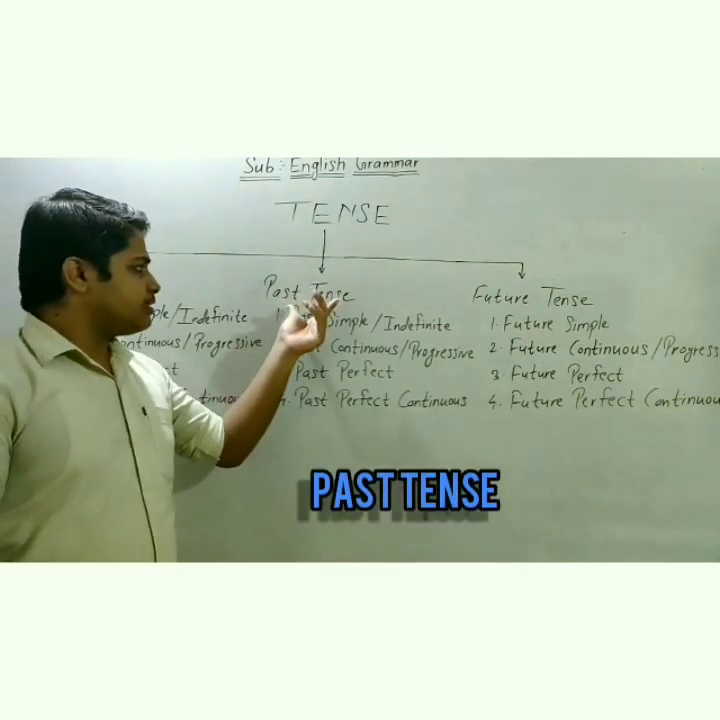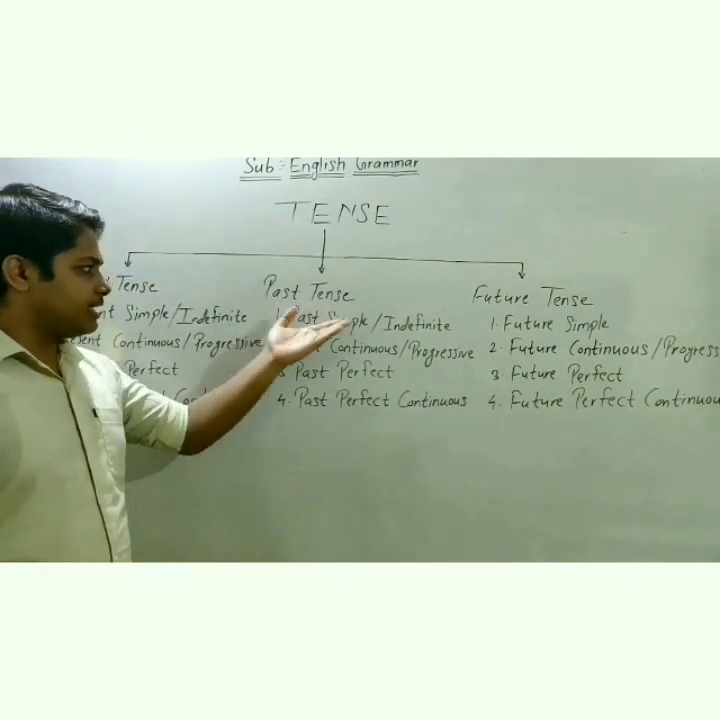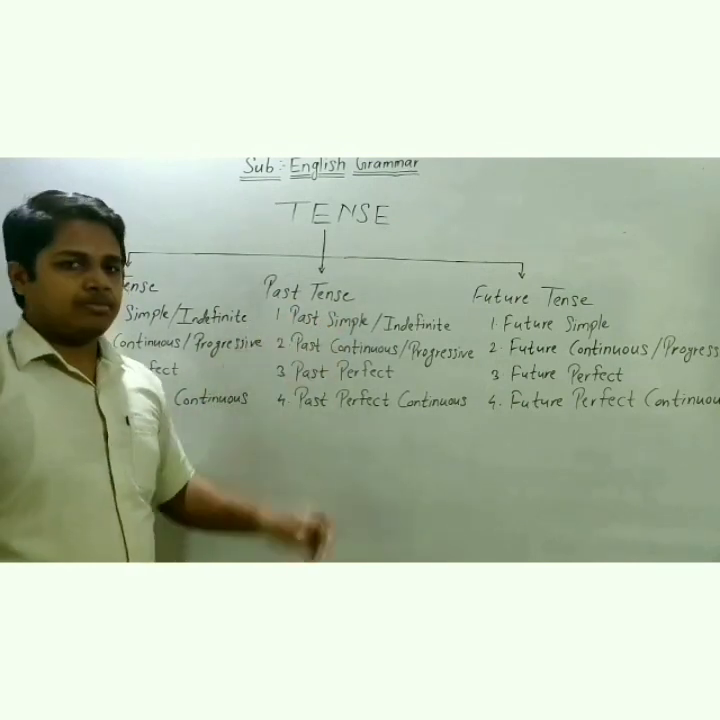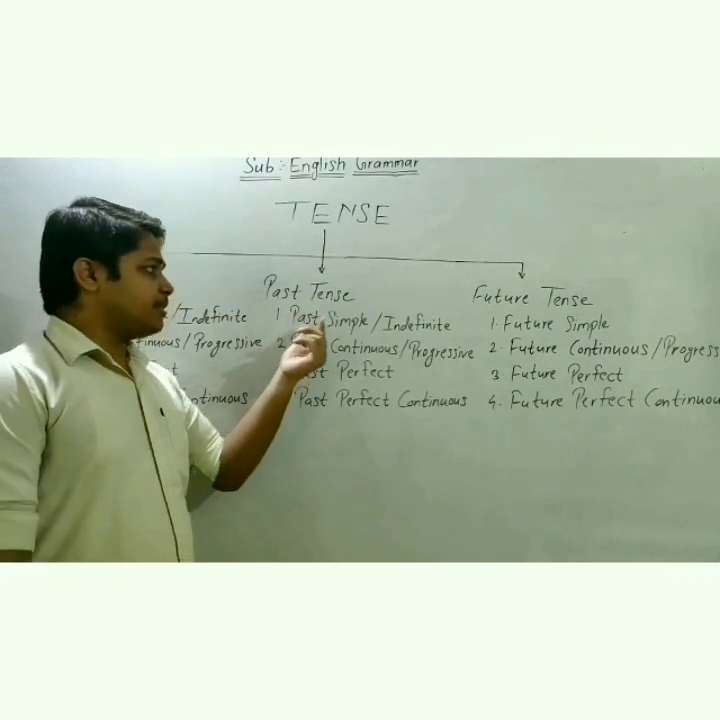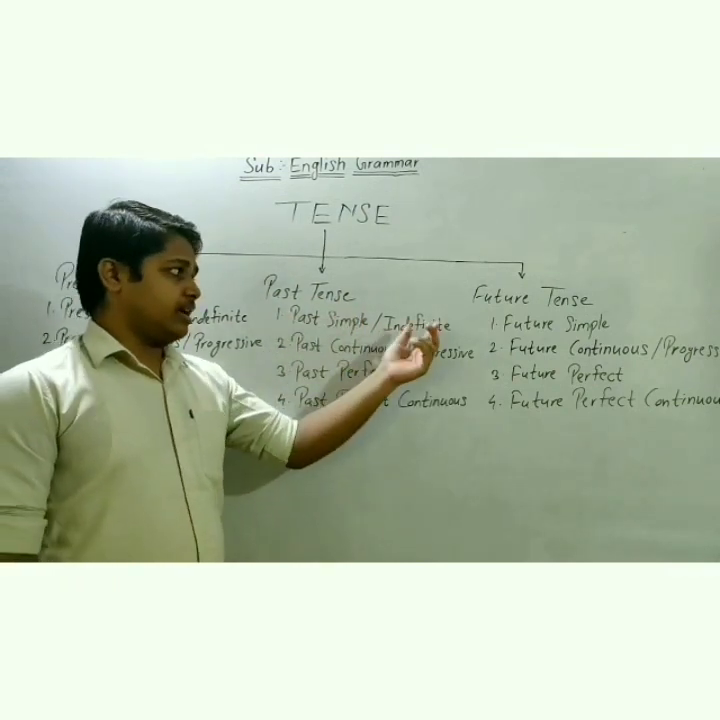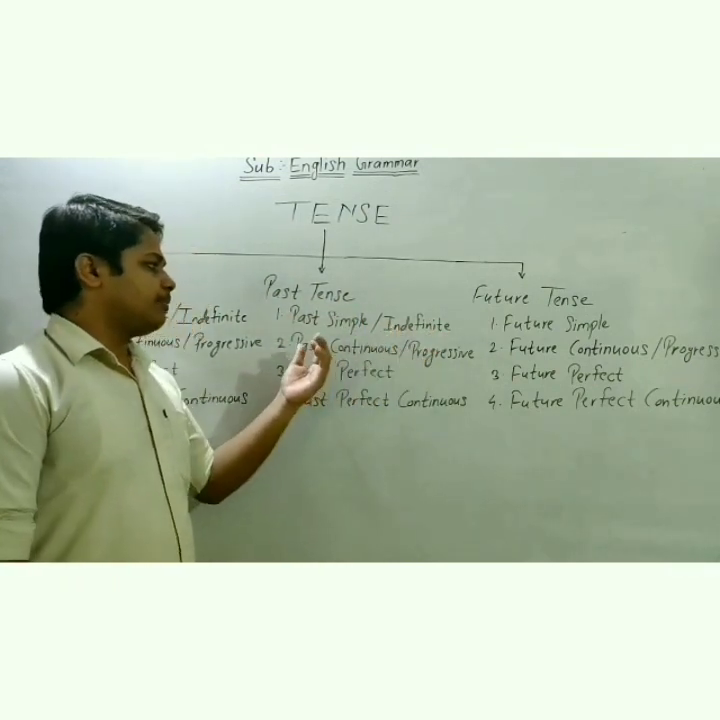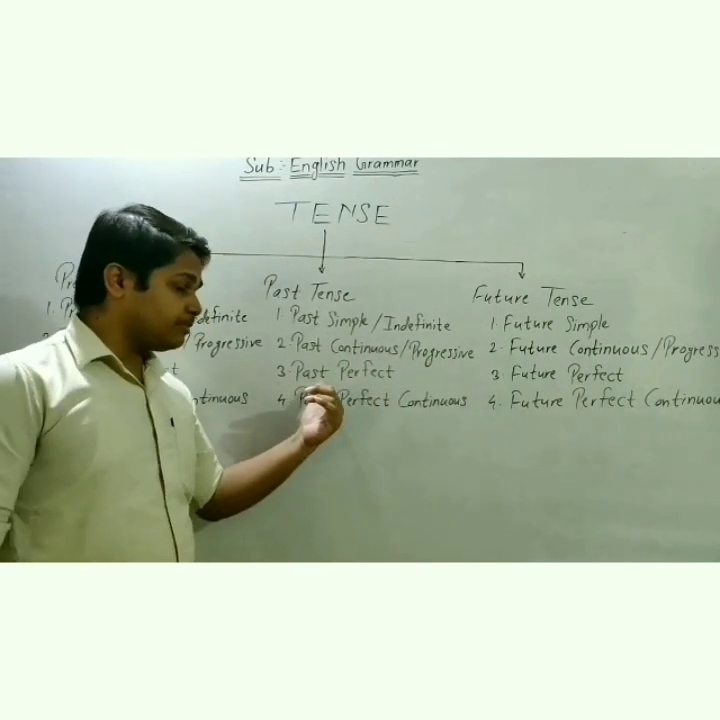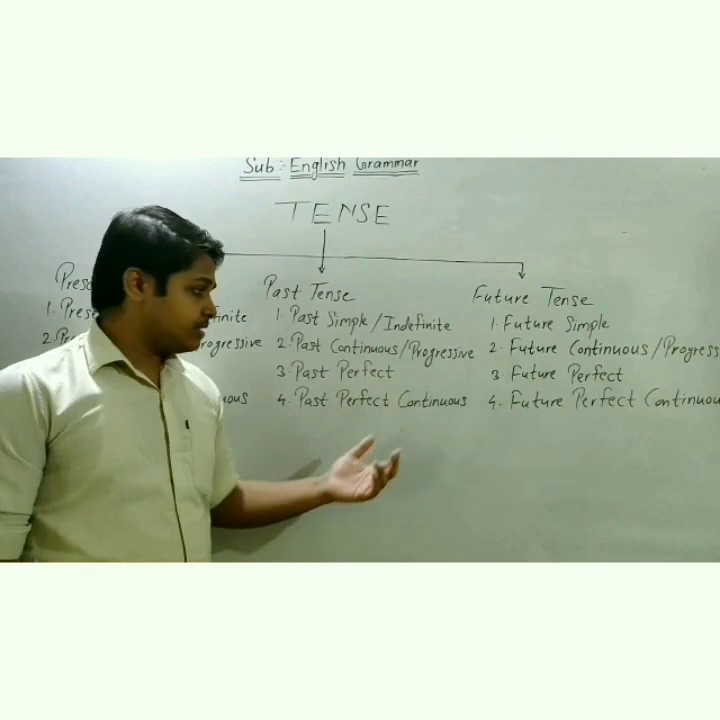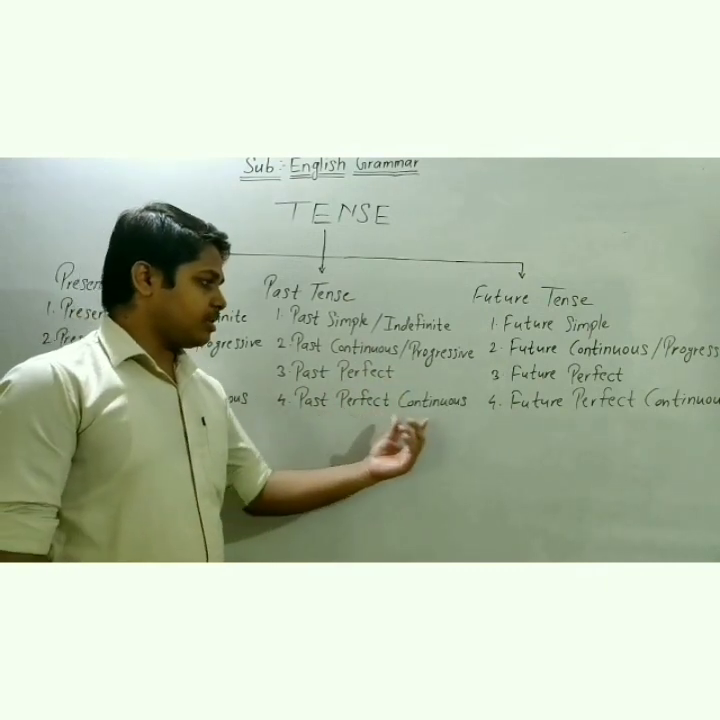The next part is past tense. The first type is simple past, which is also called indefinite, and the second is past continuous, which is also called past progressive tense. The third is past perfect tense, and the fourth is past perfect continuous.